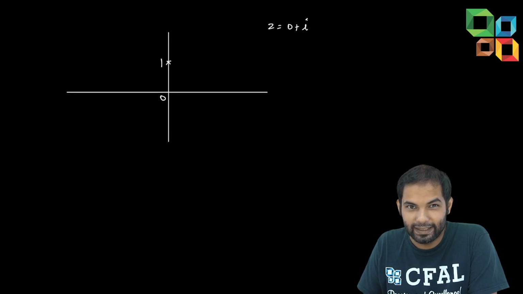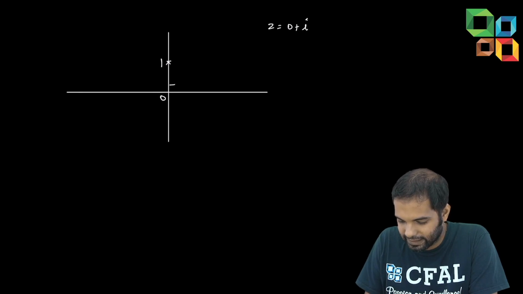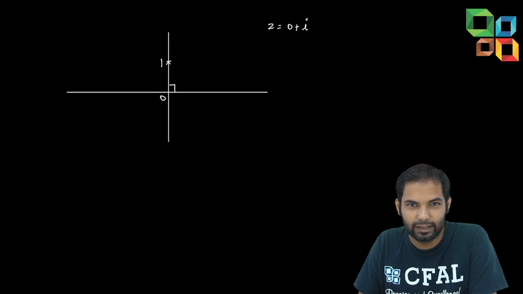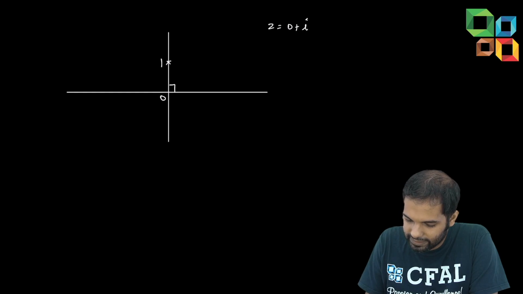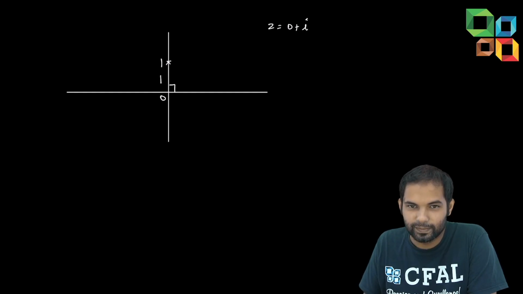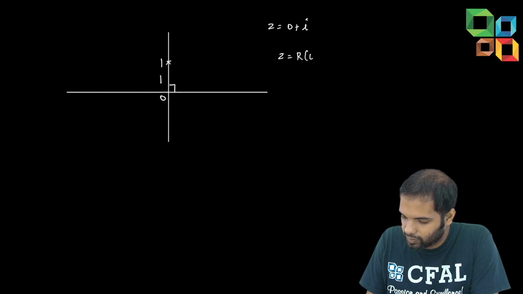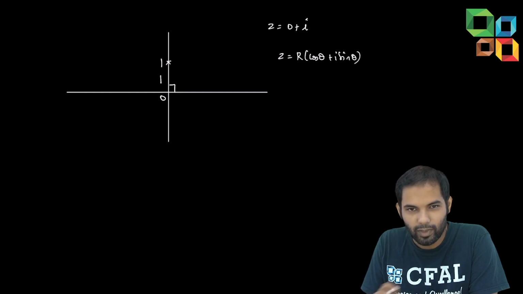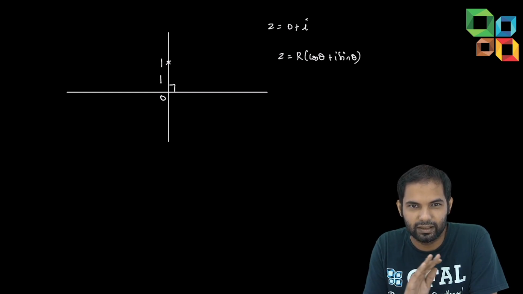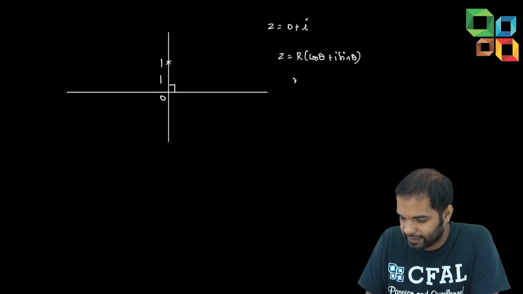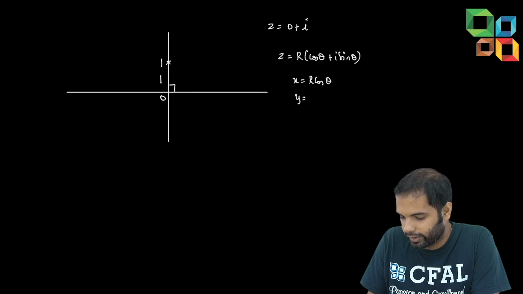Can you see what angle it makes? It makes 90 degrees here. Correct. So if I want to write the distance from the origin is 1 unit. Correct. So what was our new complex number? It is R times cos theta plus I sine theta. If you want to write, you can write x coordinate and y coordinate separately. We can say that x coordinate should be R cos theta and y coordinate should be R sine theta. Basically, you're getting the same thing.